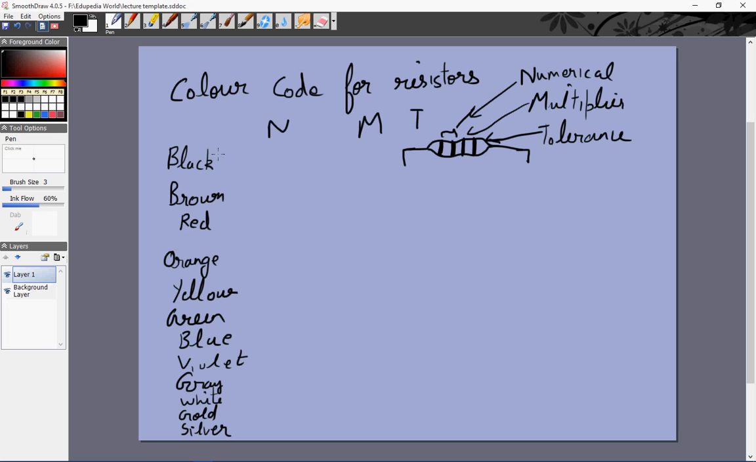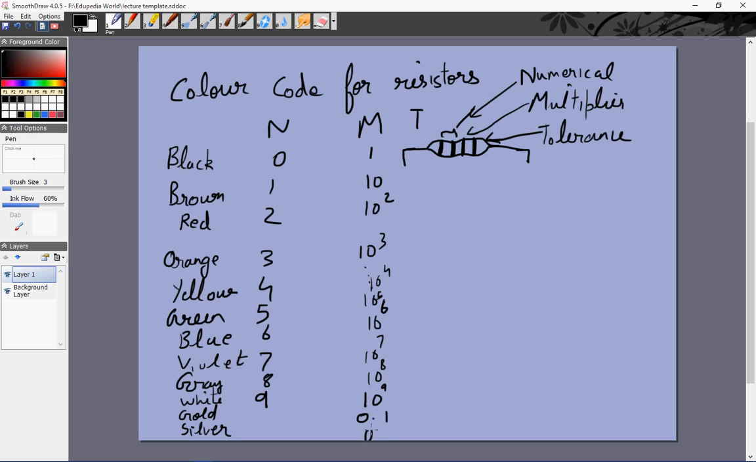So the numerical values here are 0, 1, 2, 3, 4, 5, 6, 7, 8, 9, 9 being white. Then the multipliers are 1, 10, 10 to the power 2, 10 to the power 3, and so on till 10 to the power 9. White has 10 to the power 9 as the multiplier. Then for gold and silver we go in the opposite direction, 0.1 or 10 to the power minus 1 and 0.01.